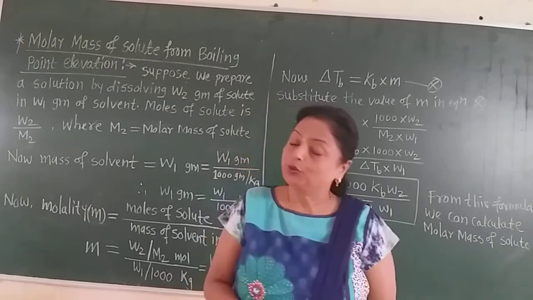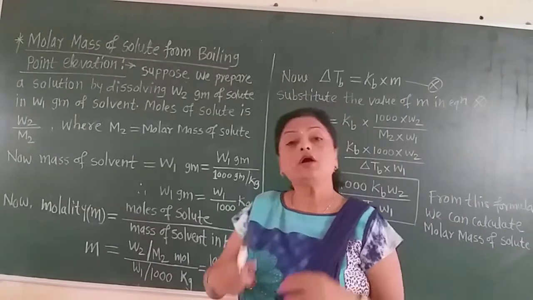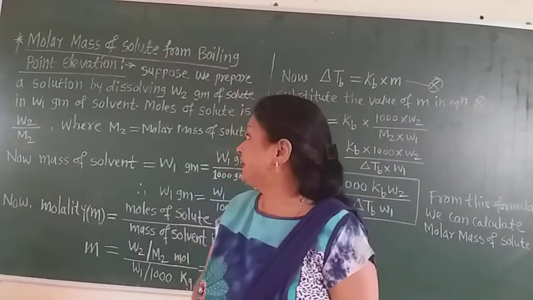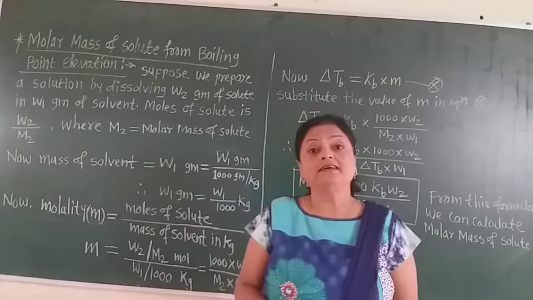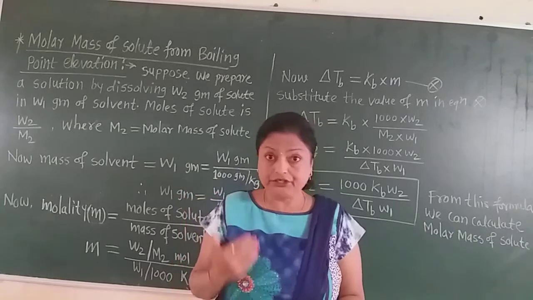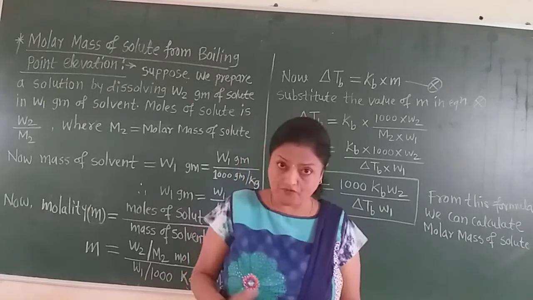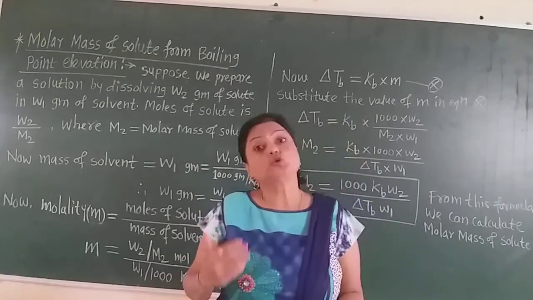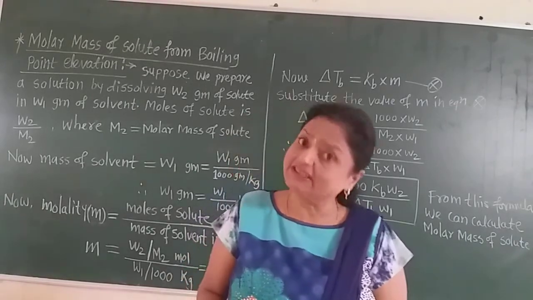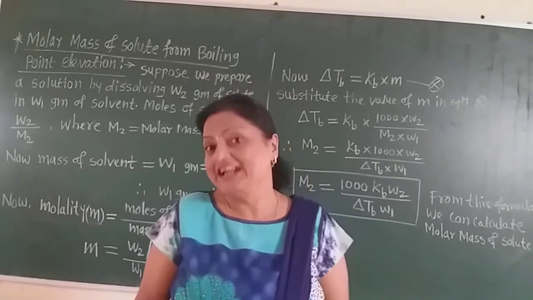Today we have to learn how to calculate the molar mass of solute from the boiling point elevation. We are learning chapter number 2, that is solutions, and colligative properties. Now this is the second colligative property, that is the elevation in the boiling point of the solution due to the addition of a non-volatile and non-electrolyte solute into the solvent. That means the boiling point of the solution increases after addition of the solute into the solvent. The boiling point of the solvent is always lower than the boiling point of the solution. We learned about this very well in the last lecture.